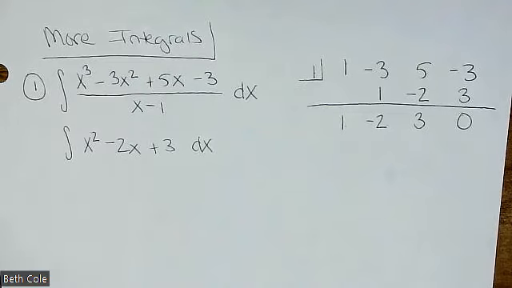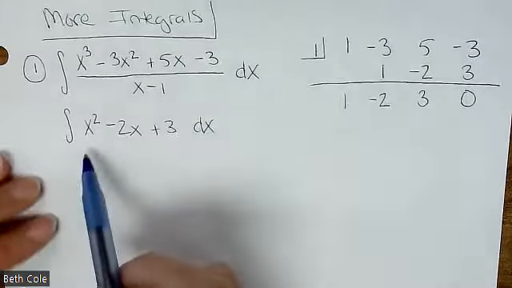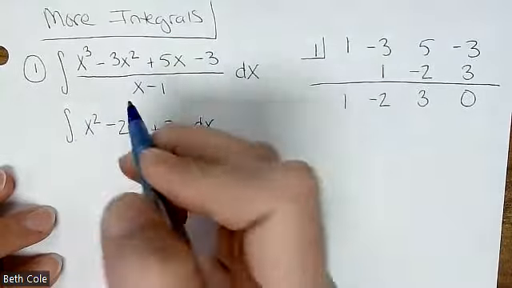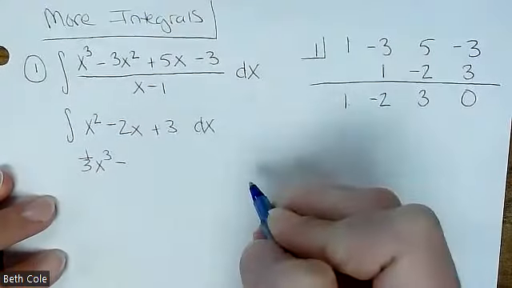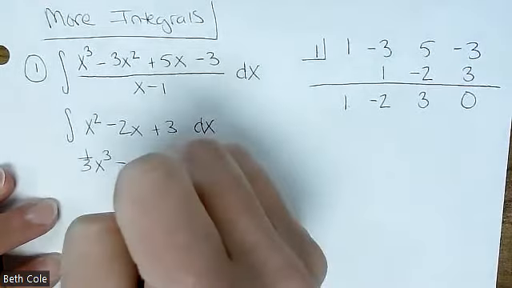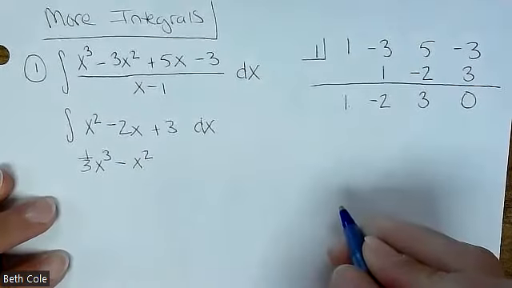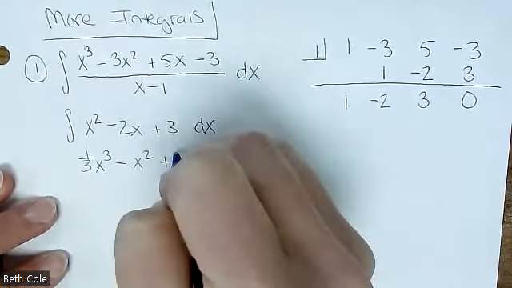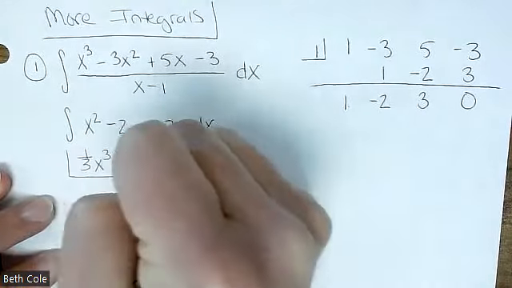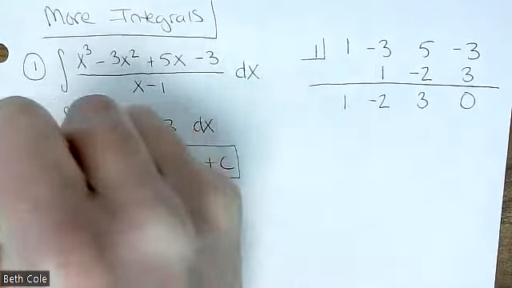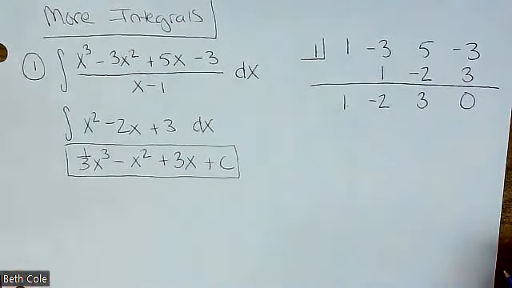Now we're going to do the antiderivative. And it's a really simple one. You can just do it term by term. You don't even need a u substitution or any of that other stuff. Antiderivative of x squared: 1/3 x cubed, minus antiderivative of 2x: x squared, plus 3x plus c. And that's your answer. So that's really all there is to it. I'm just going to do a couple more of them.